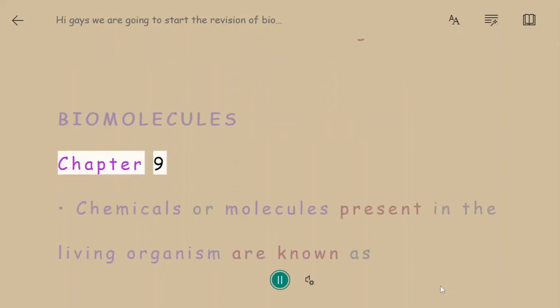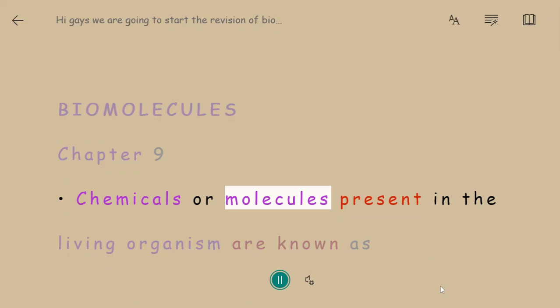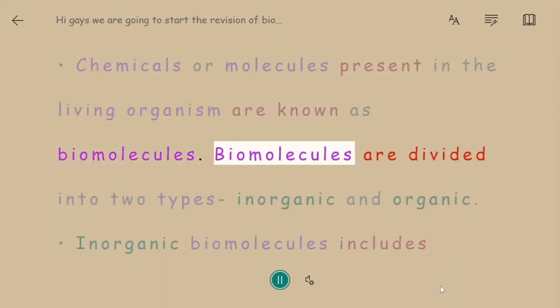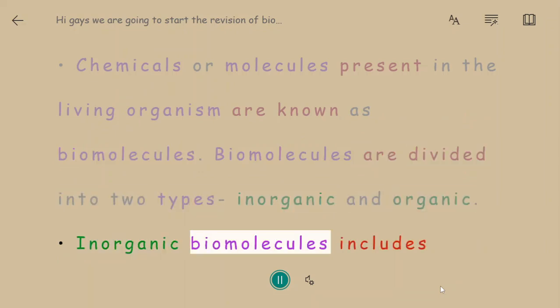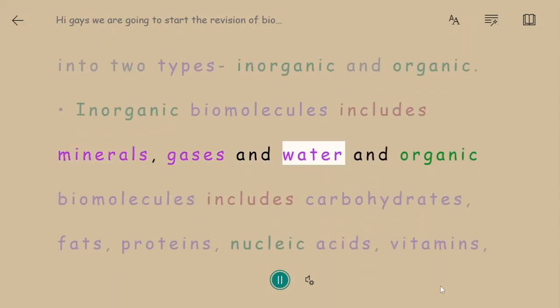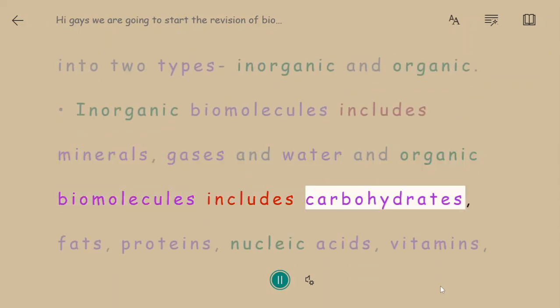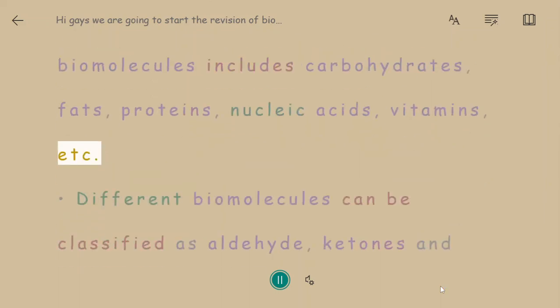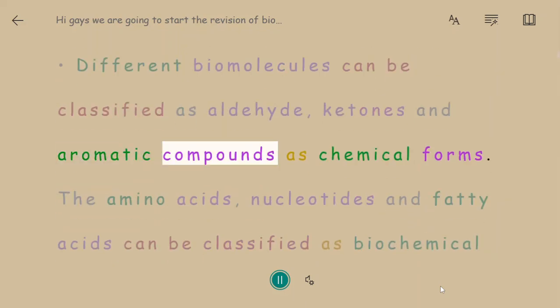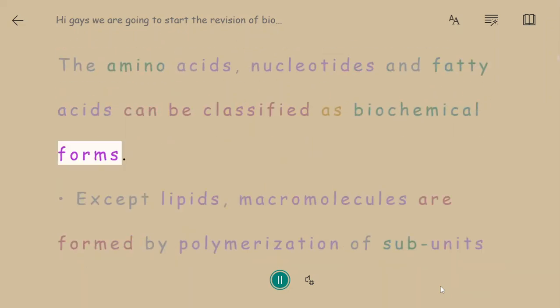Biomolecules. Chapter 9. Chemicals or molecules present in the living organism are known as biomolecules. Biomolecules are divided into two types: inorganic and organic. Inorganic biomolecules include minerals, gases and water, and organic biomolecules include carbohydrates, fats, proteins, nucleic acids, vitamins, etc. Different biomolecules can be classified as aldehydes, ketones and aromatic compounds as chemical forms. The amino acids, nucleotides and fatty acids can be classified as biochemical forms.